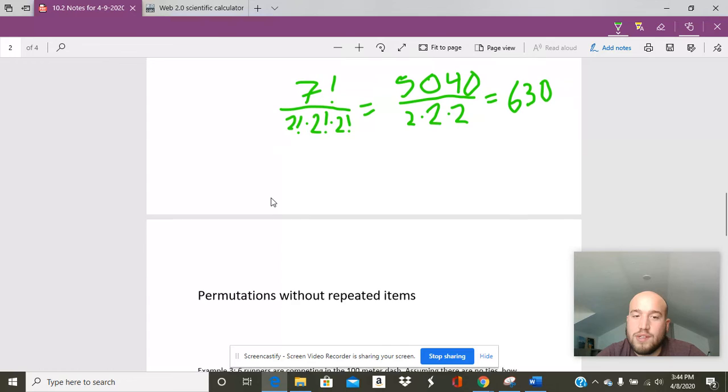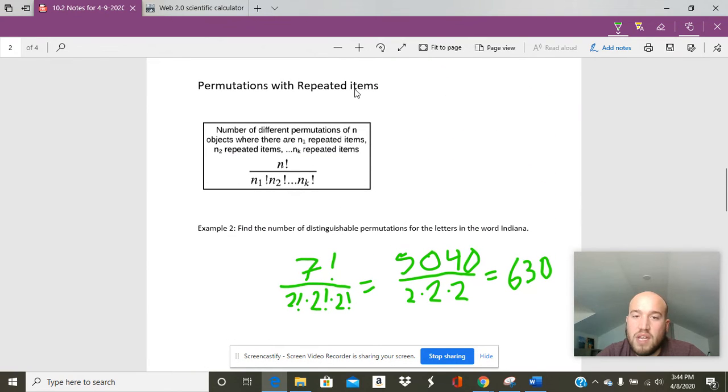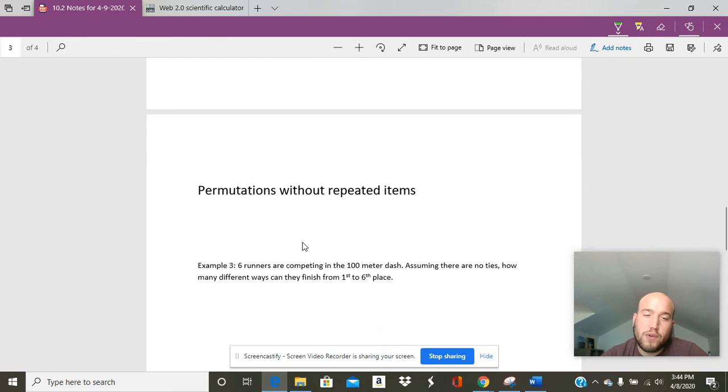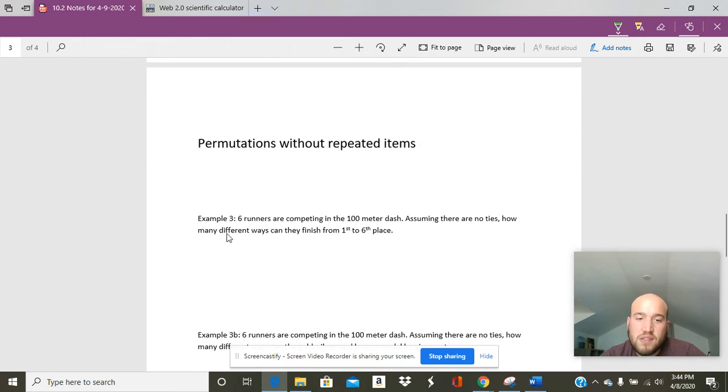Now remember, that was when there were repeated items. Okay, sometimes we're going to have a permutation without repeated items. For example, here 6 runners are competing in the 100-meter dash. Assuming there are no ties, how many different ways can they finish from 1st to 6th place?